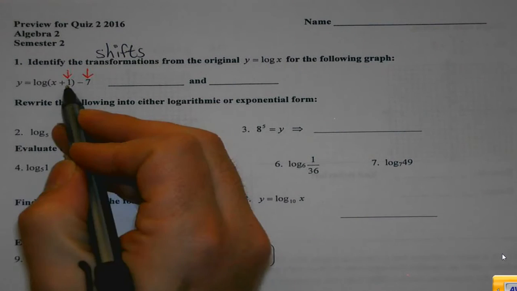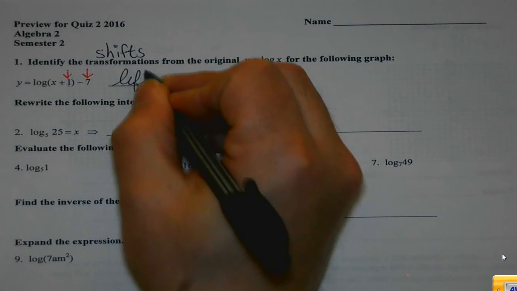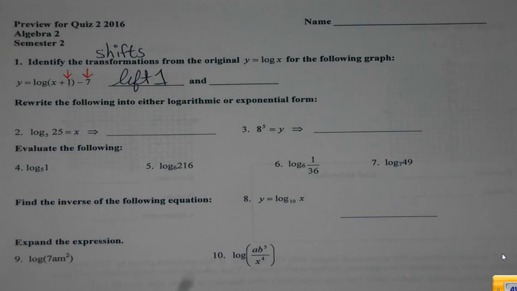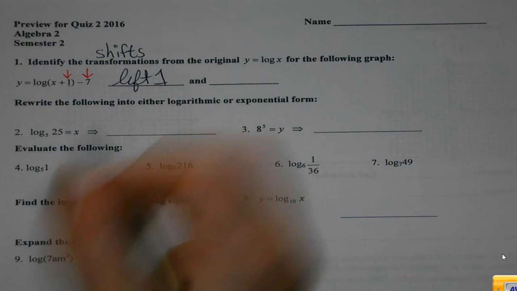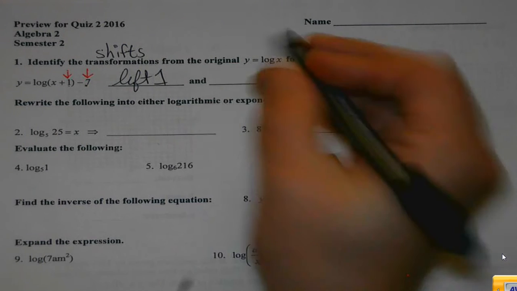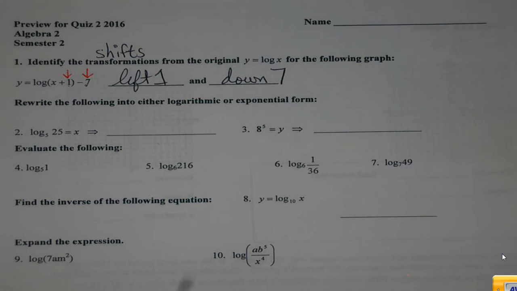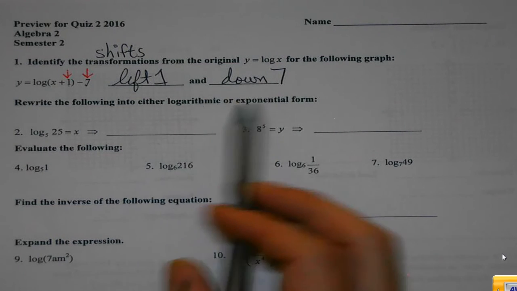So again, inside the parentheses, left, right shift, opposite of what I would think. So we're going to go left 1. Outside is my up and down shift, which again goes along with what we think it would be. So that one's going to be down 7. That's all we need there. But again, you've got to put the direction and the number so I know which one you're talking about for each. The second part, rewrite the following in either logarithmic or exponential.